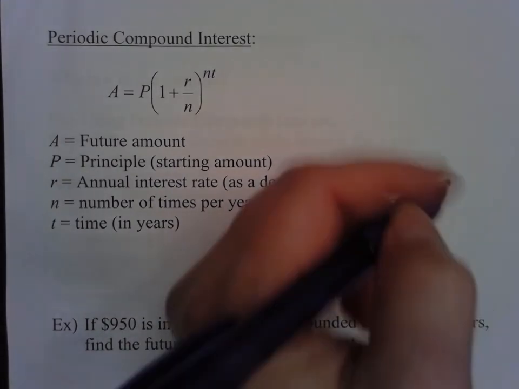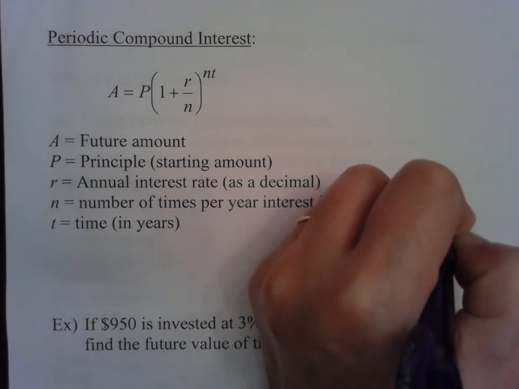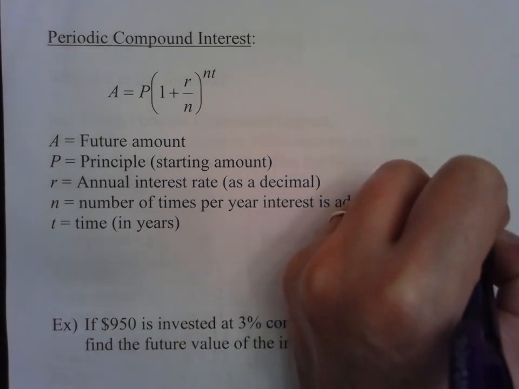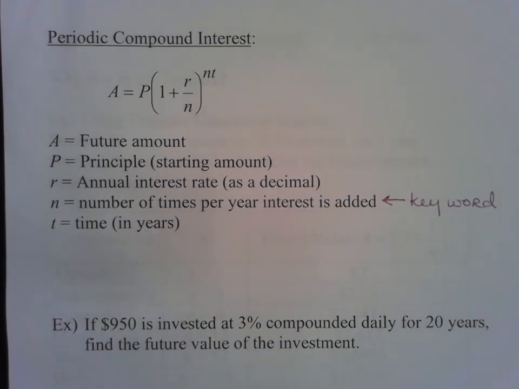The N is going to appear in the problem as some kind of keyword. So far we've done annually, that would be N equals 1. Semi-annually, that would be N equals 2 times a year. Quarterly would be 4 times per year. Monthly would be 12 times per year. Okay, you get the idea.